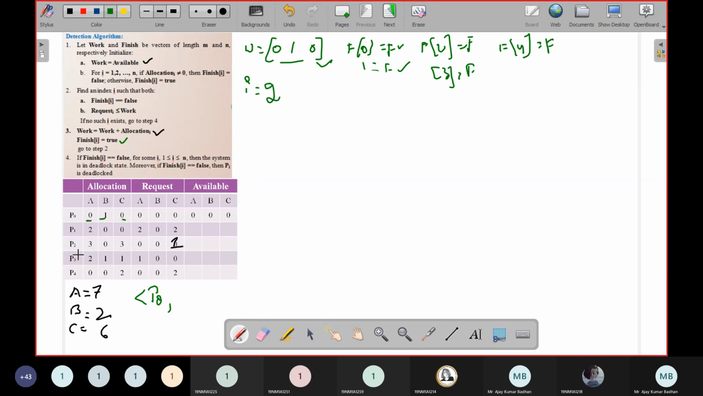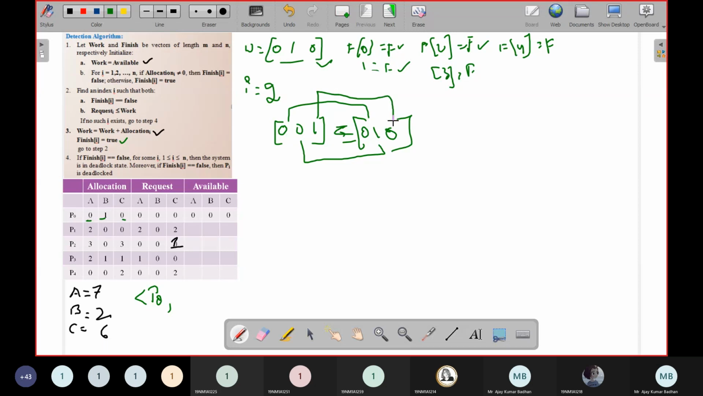I equal to 2. So I'm coming to this particular process. Now listen carefully here, understand this. Now finish of 2 is equal to false, right? So now we'll discuss the request. What is the request? We have 0, 0, 1. From here you will see the changes. So 0, 0, 1 is less than or equal to 0, 1, 0. When you compare this, 0 is equal to 0, fine. 0 is less than 1, that is also fine. But when you're comparing resource C, 1 is greater than 0. Well, that is not possible.